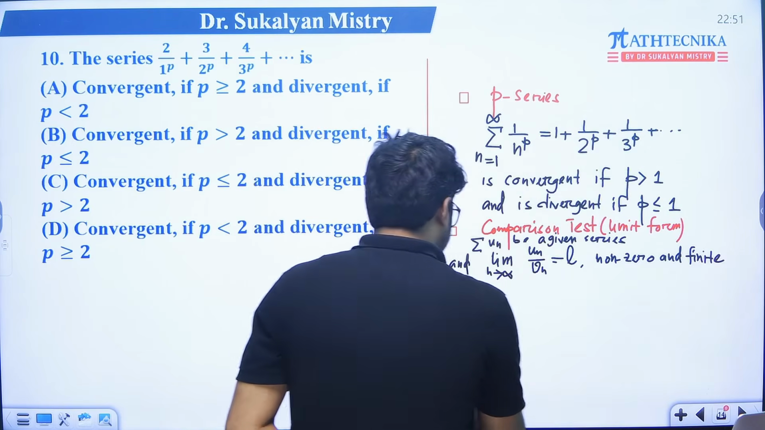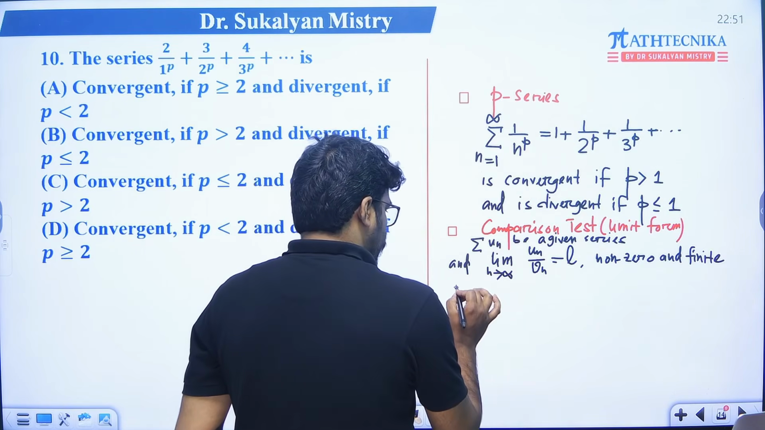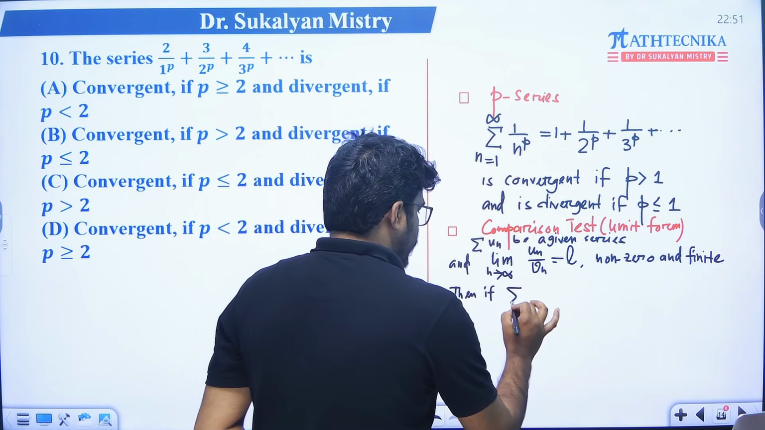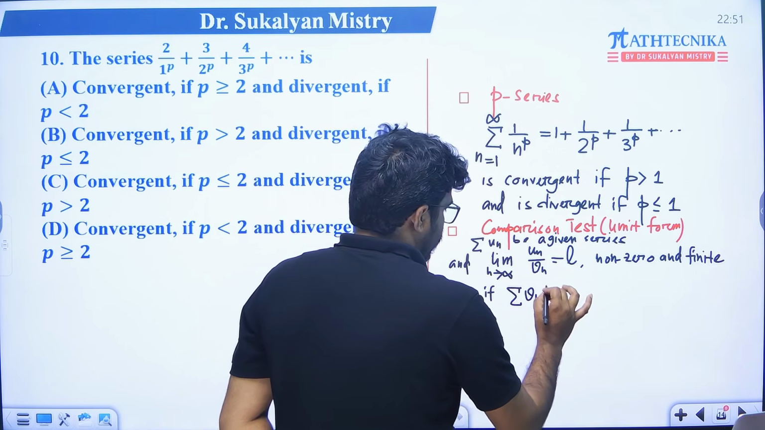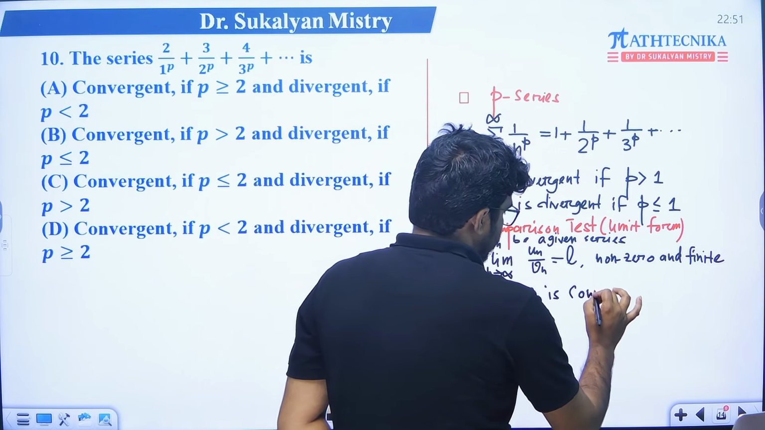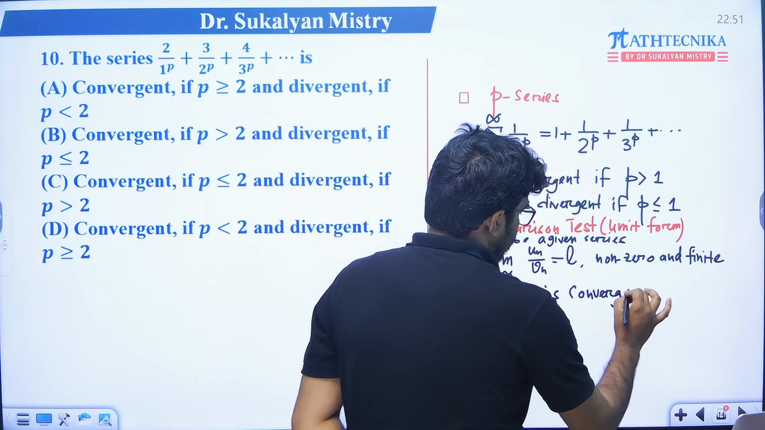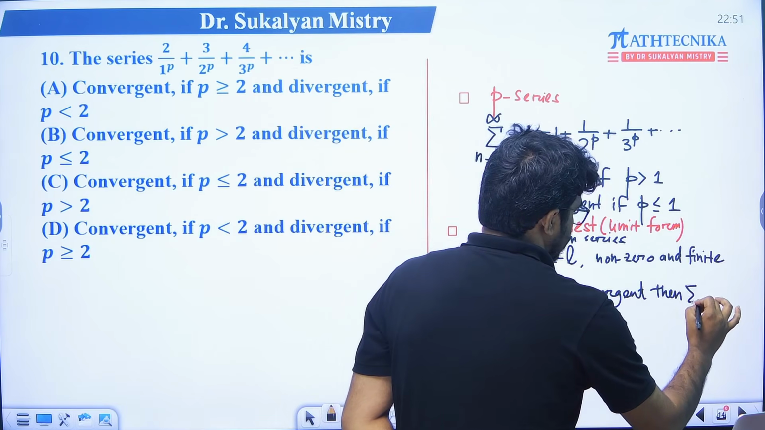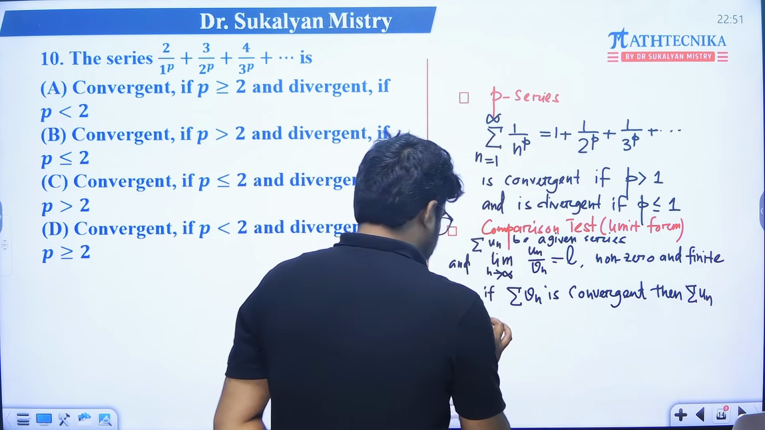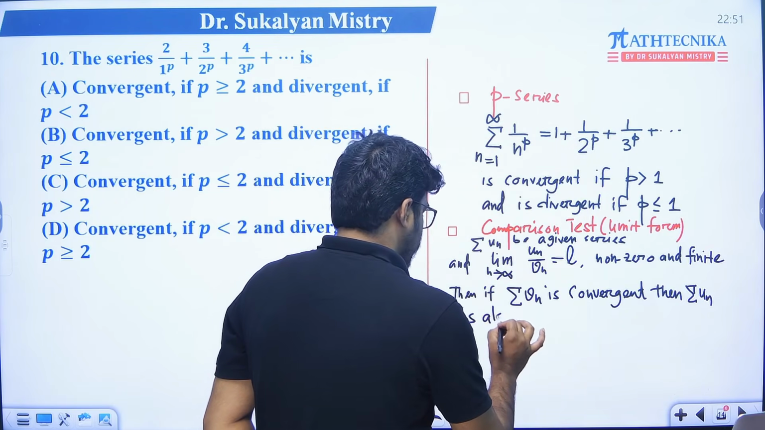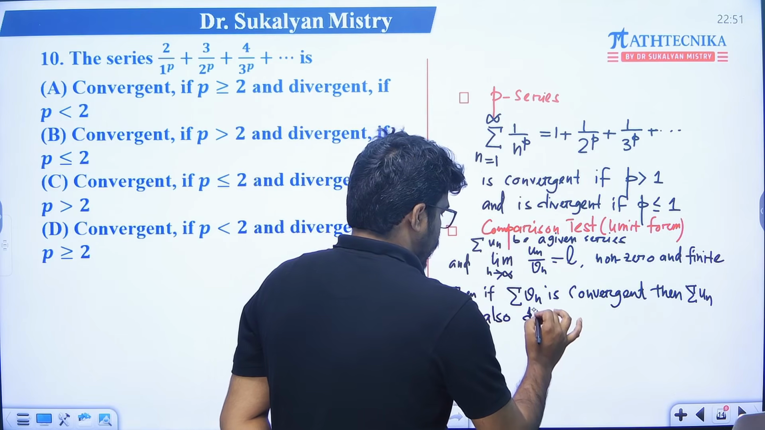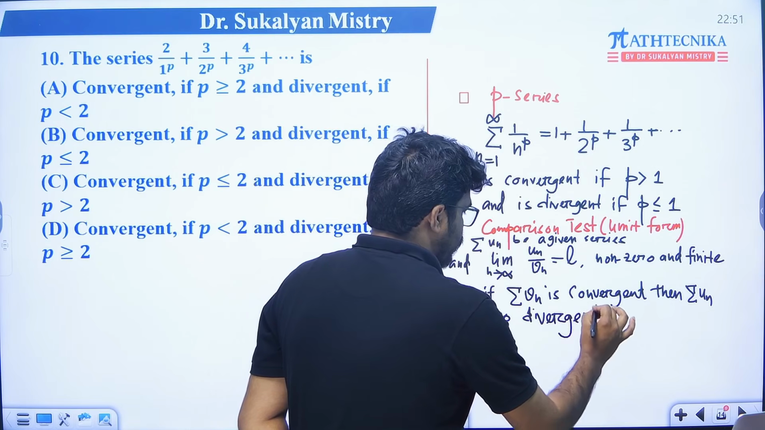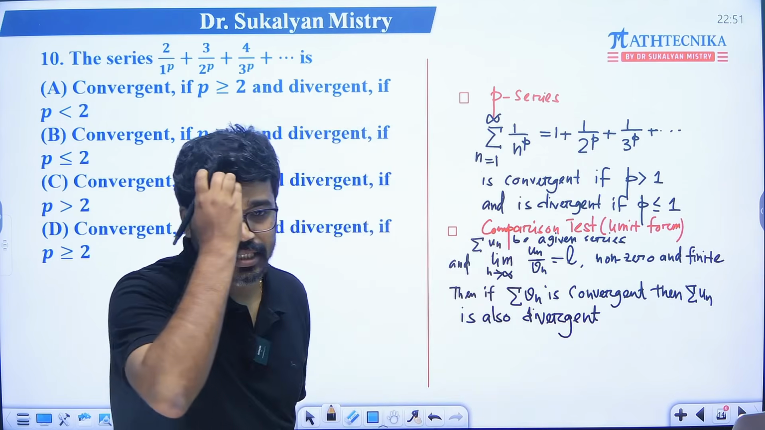Then if summation vn is convergent, then summation un is also convergent. Okay, that is convergent or divergent, কার উপর ডিপেন্ড করে? vn এর উপর. এই vn সিরিজটাকে বলছে কম্প্যারিজন সিরিজ.